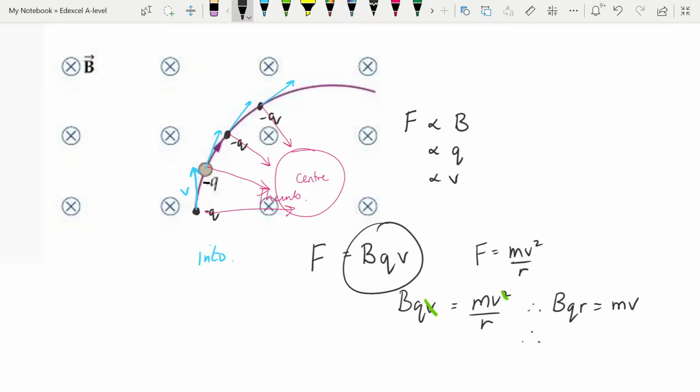And lastly, r, the radius of the circle that the particle is traveling in, is going to be mv over BQ. This is a very important equation in terms of particles. mv, of course, is momentum, so you could write it as p over BQ. But it tells us that the radius of a circle that a particle travels in is proportional to its speed, or its momentum, inversely proportional to the magnetic field strength and the charge.